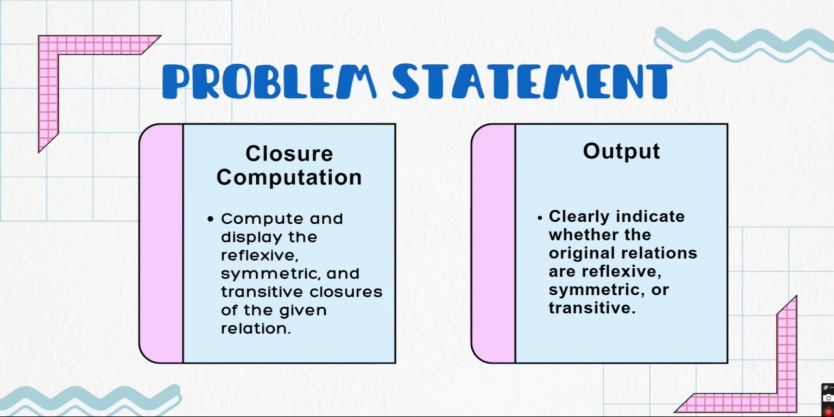And lastly is output. Clearly indicate whether the original relation is reflexive, symmetric, or transitive. It will display the relevant closures and indicate the properties.